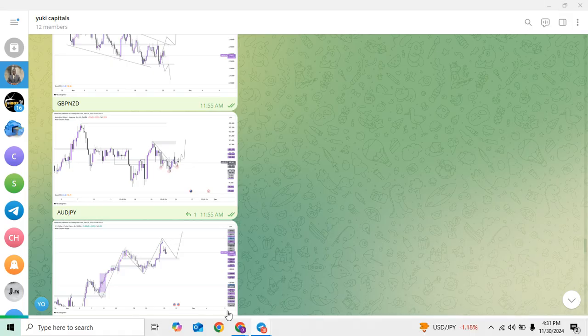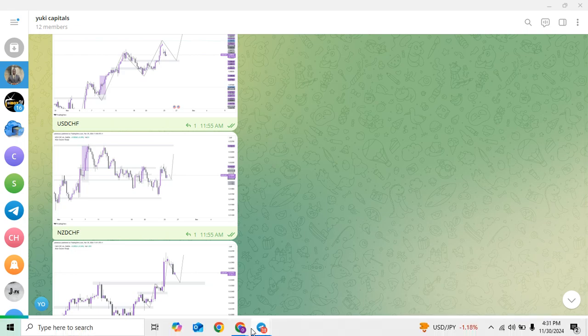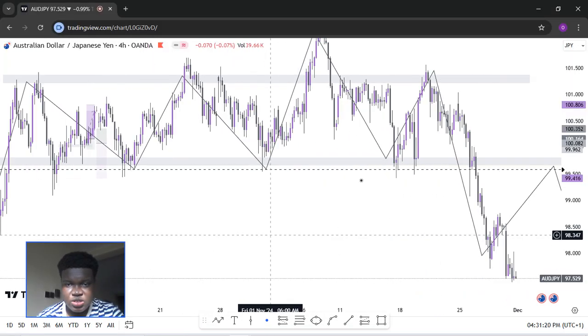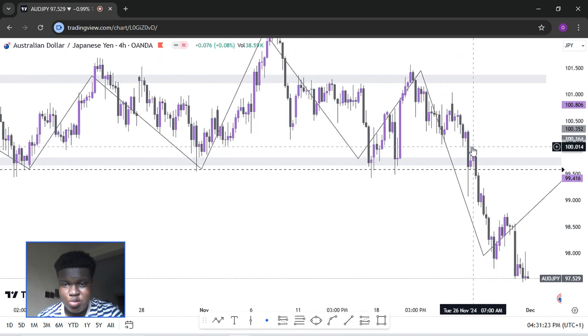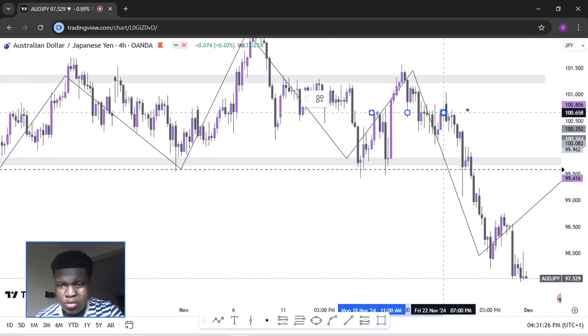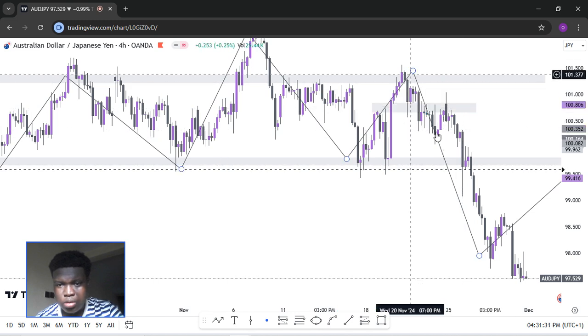Well, as you can see how the trade played out. Let me show you how the trade played out. So this was it here. We're somewhere here initially. So we're expecting price to break above.